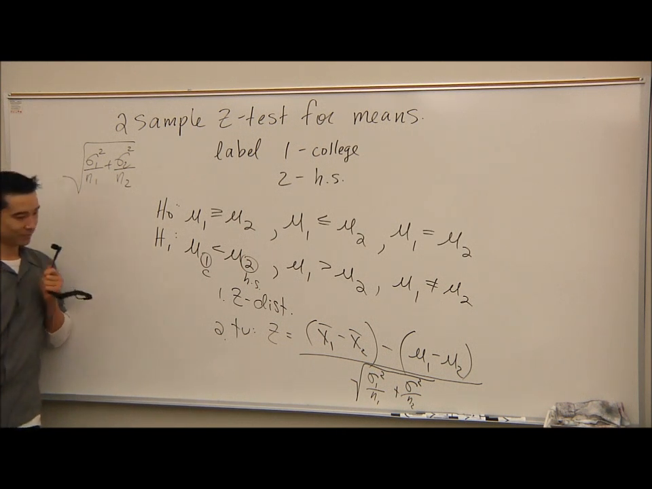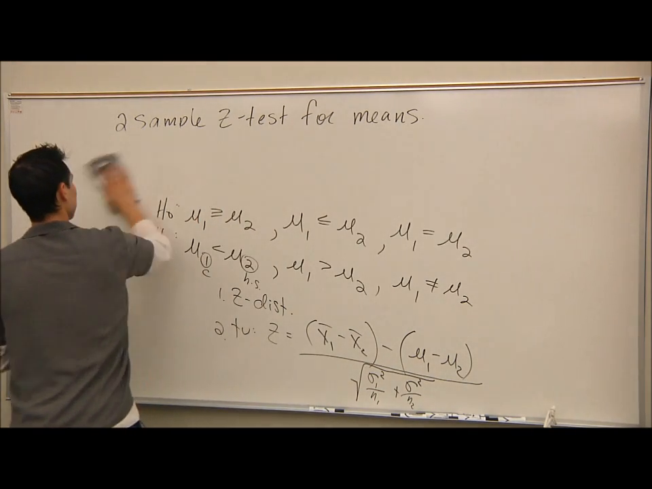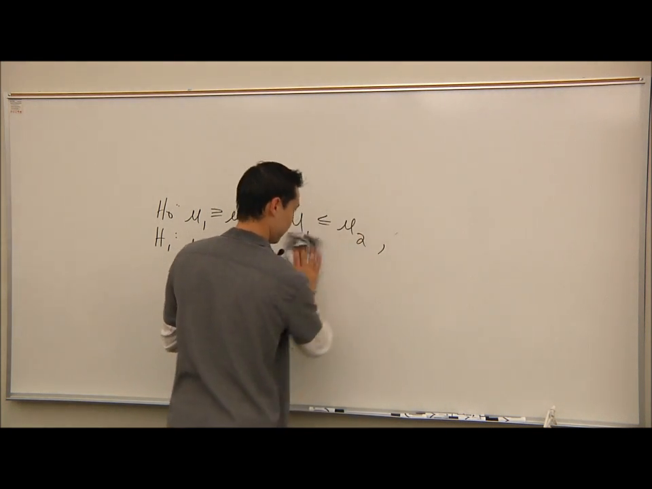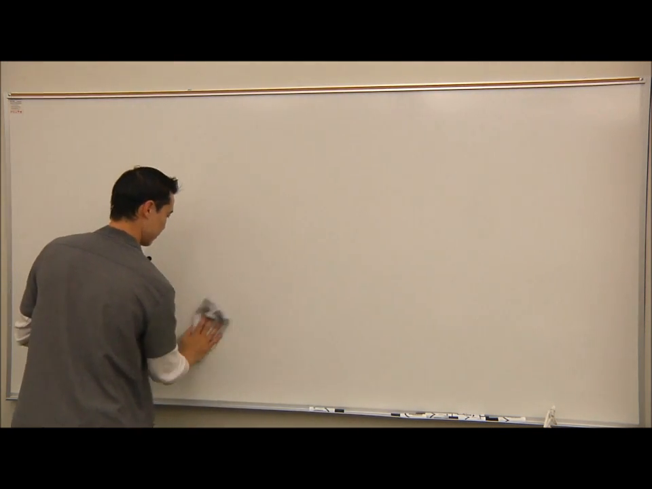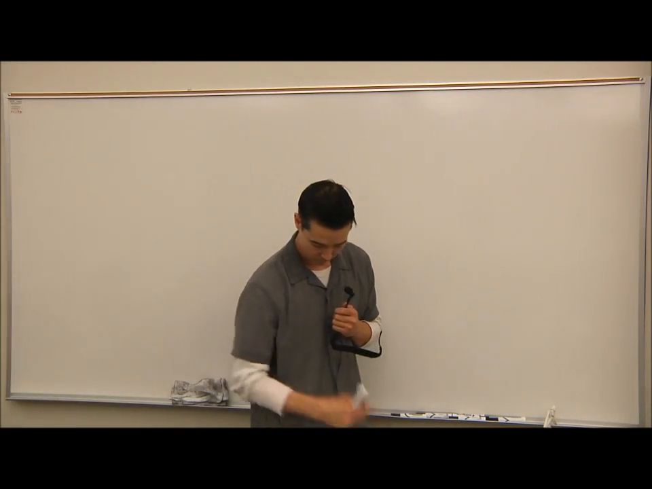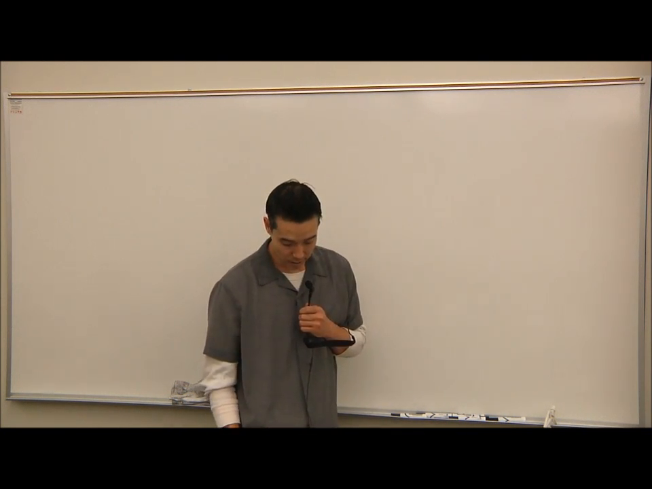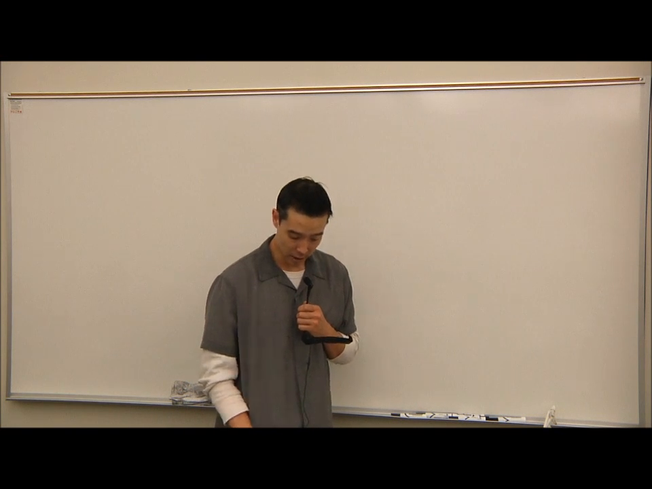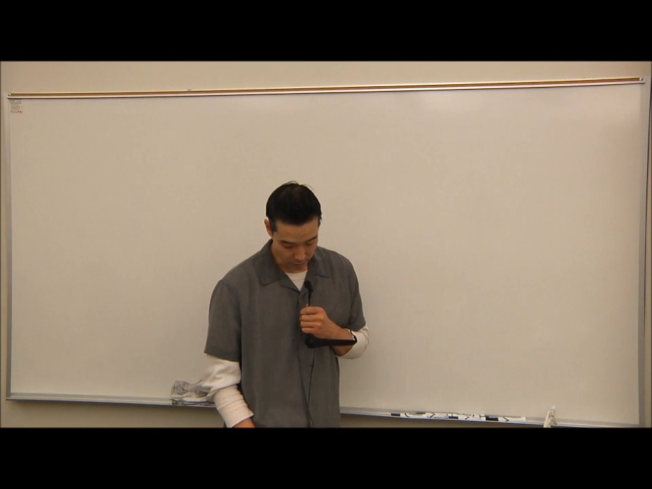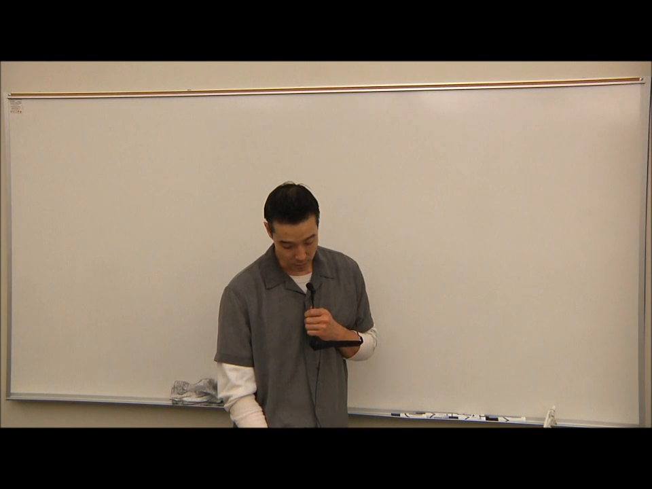Okay, let's do an example. A statistician claims the average score on a standardized test for students who major in psychology is greater than students who major in math. The results are given below for 50 students in each group. Is there enough evidence to support the statistician's claim at alpha equals 0.01?